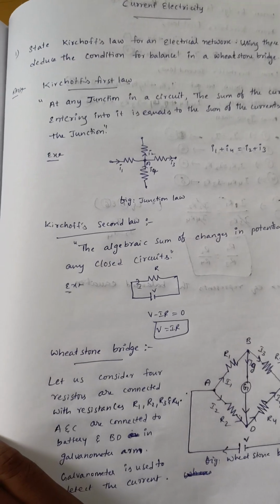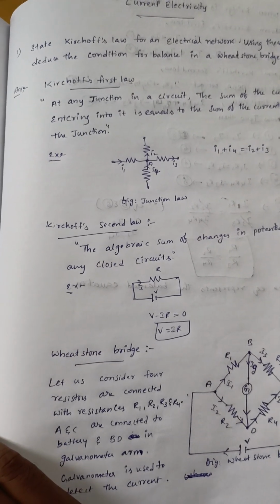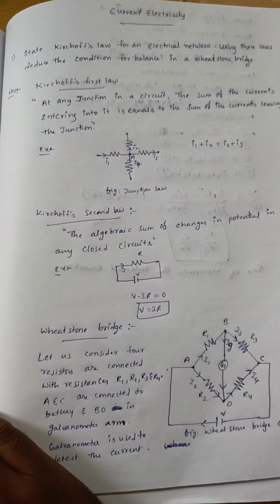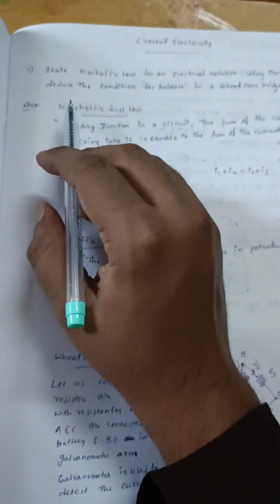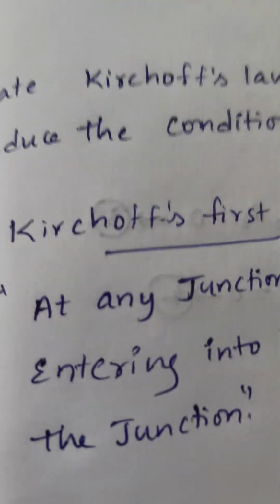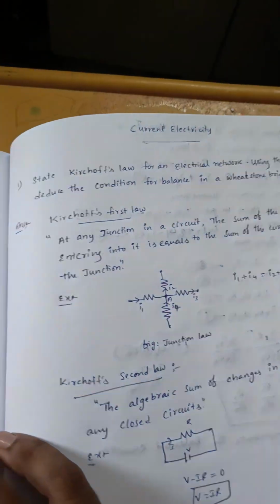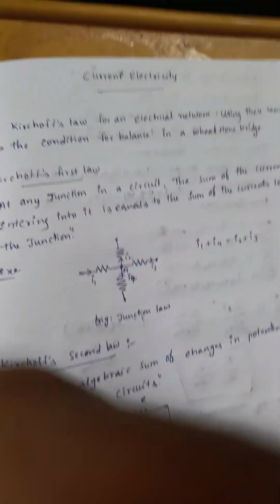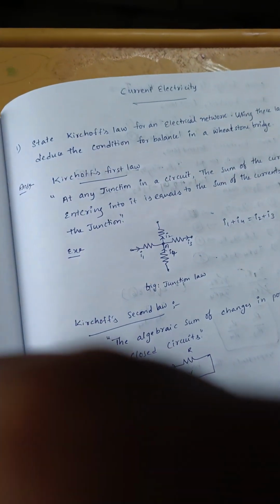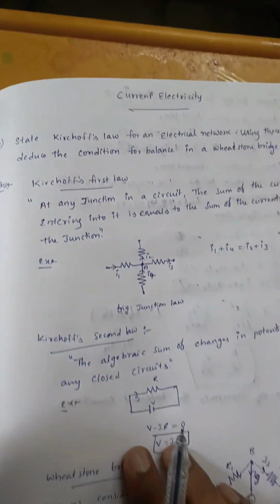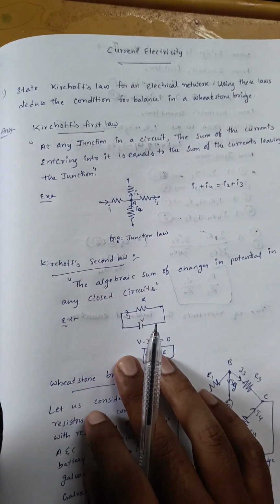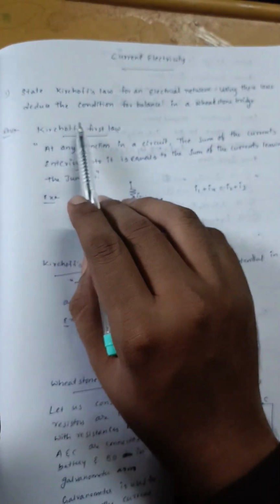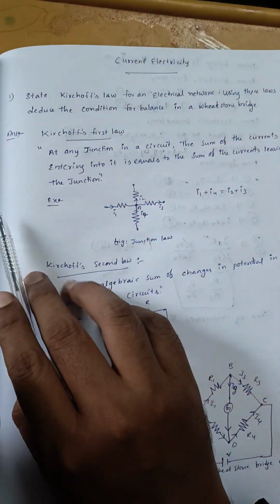Listen students, this chapter carries 8 marks for TS IPE only. State Kirchhoff's laws of electrical network. Using these laws, deduce the condition for balance in a Wheatstone bridge.